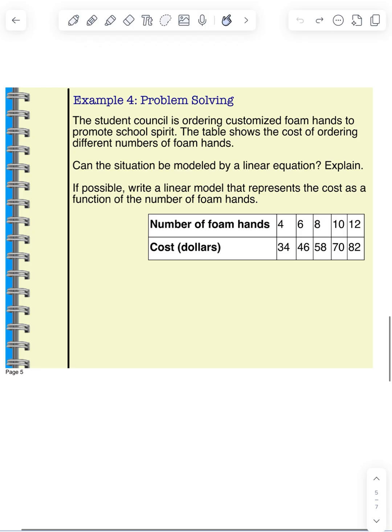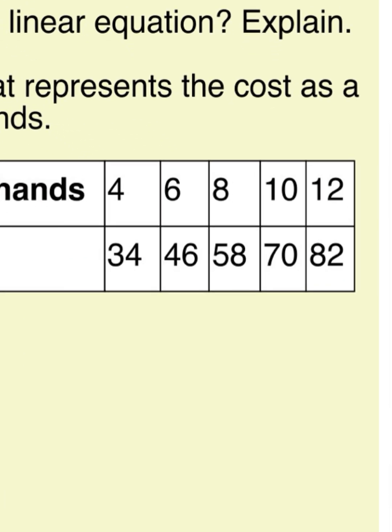All right, the word problem for today says the student council is ordering customized foam hands to promote school spirit. The table shows the cost of ordering different numbers of foam hands. Can the situation be modeled by a linear equation? If possible, write an equation. So let's see if it's linear. Remember to check if it's linear.